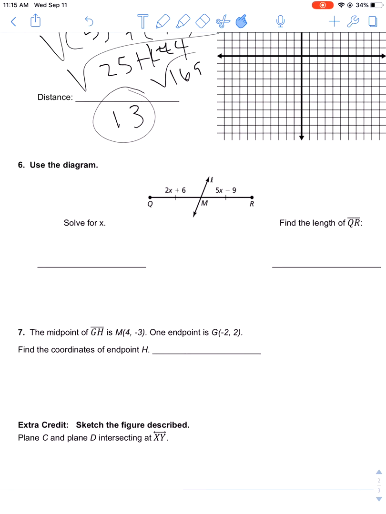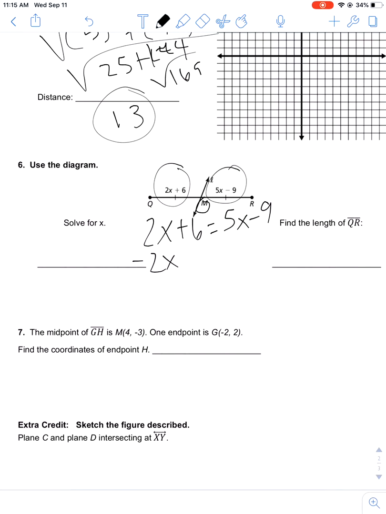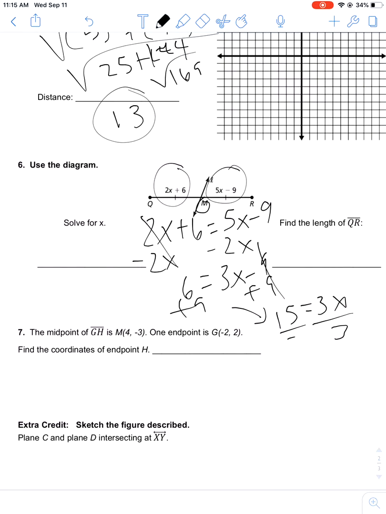So use this diagram. Now we know M stands for midpoint. So I know that this, 2x plus 6, is equal to this, 5x minus 3, because midpoint means that they're equal. Combine your like terms. This cancels, so I've got 6 equals 3x minus 9. Combine your like terms. This cancels, so I'm over here. 15 equals 3x. Divide by 3. X equals 5.